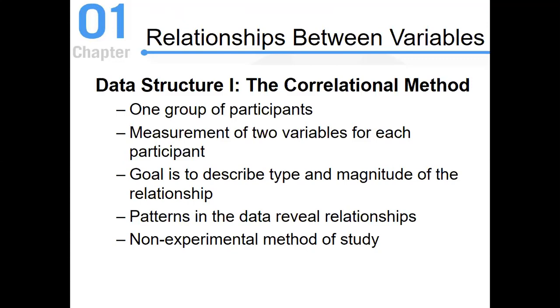In order to talk about cause, every time A happens, B happens, we need to run an experiment, which is a specific and sophisticated type of research study. We'll be talking about that in a few moments.